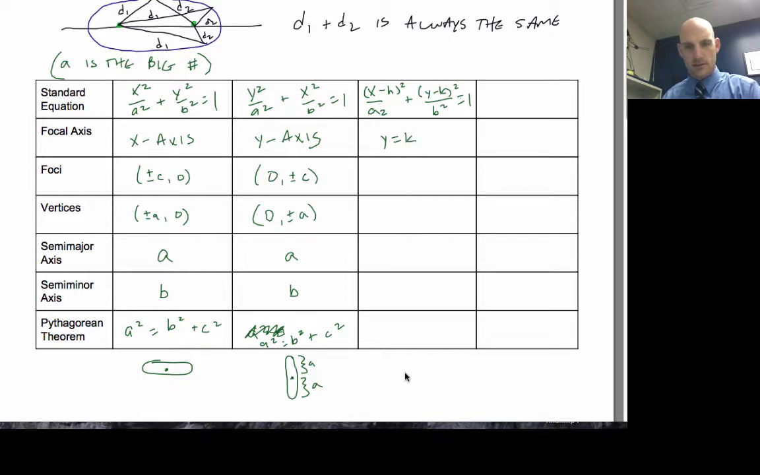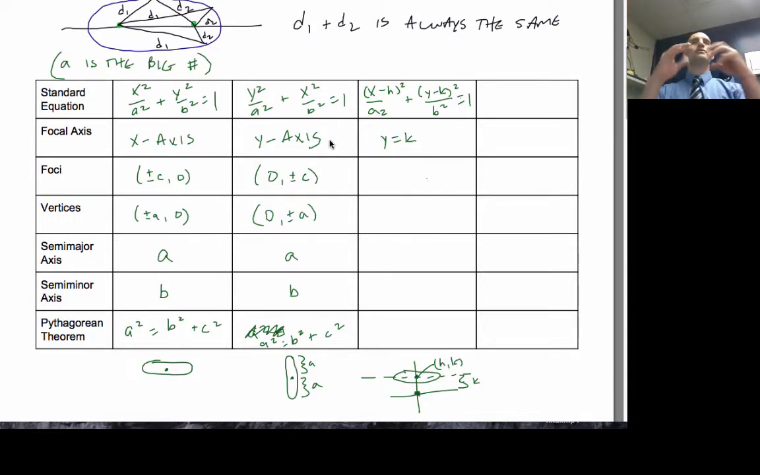Think about it like this. If my 0, 0 is down here, and this is my focal axis, right? Where did it move? Well, this distance here is k because my center is at h comma k. So if my center is at h comma k, wherever I move my axis, I move it up that same amount. Where are my foci? Well, my foci are still at 0 comma plus or minus c. And my vertices are still at, that should be the other way around. Wait a minute.